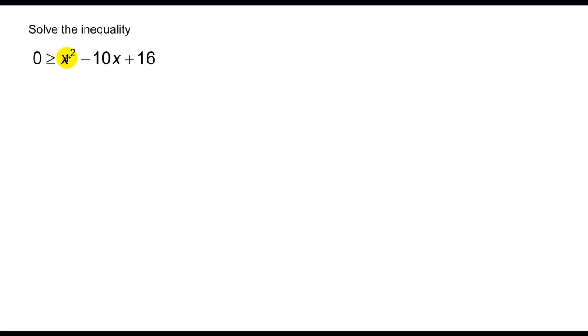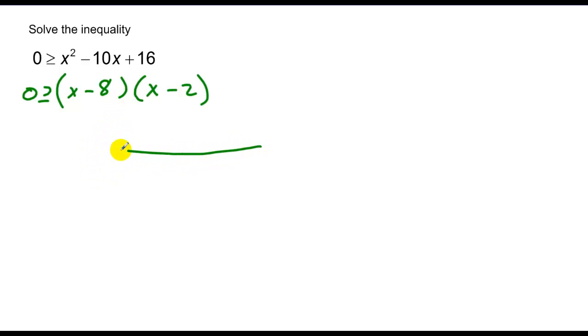Now let's do this without graphing at all. So in this problem, we look and say, well, what multiplies to 16 and adds to -10? Not too difficult. We've got x minus 8, x minus 2, and that's going to be greater than or equal to 0. So I have critical numbers of 2 and 8. Let's list those here.